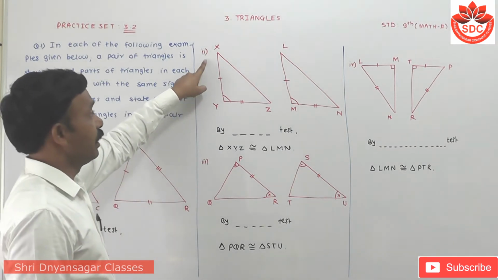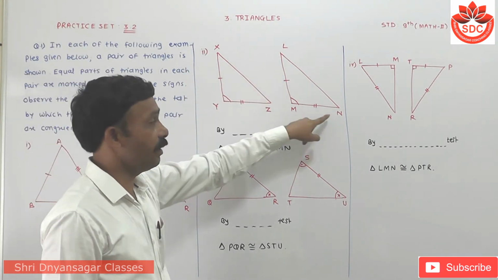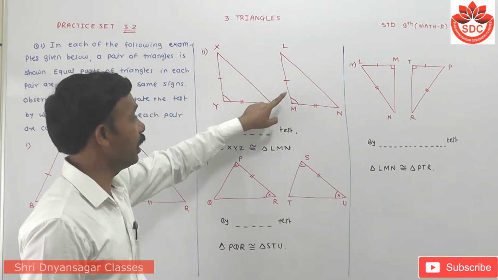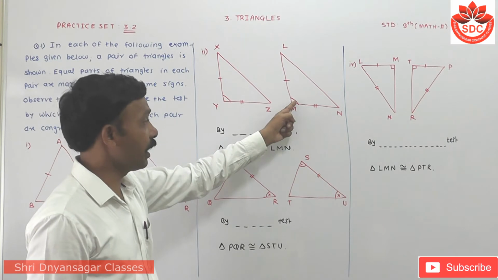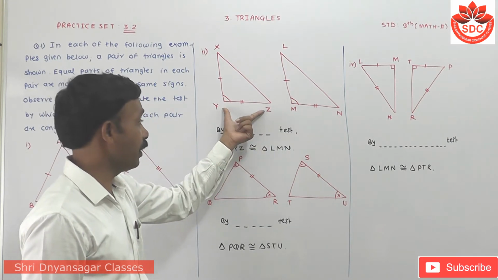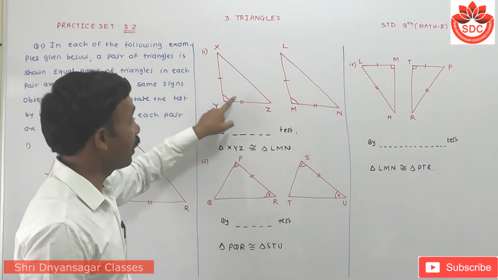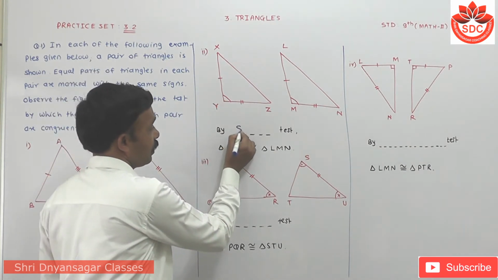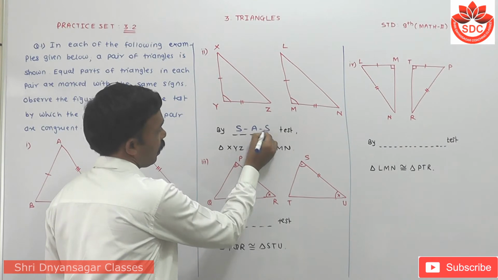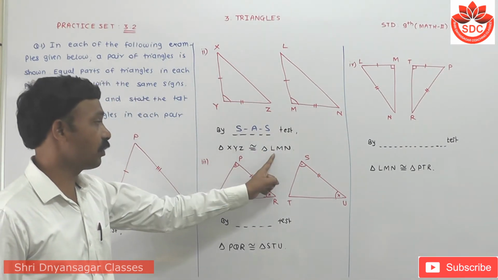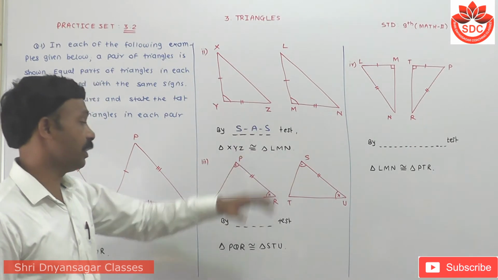Then the second one is triangle XYZ and triangle LMN. When you observe carefully, XY is congruent with LM, angle Y is congruent with angle M, and segment YZ is congruent with segment MN. That means side angle side, so the test is the SAS test. Therefore, triangle XYZ is congruent with triangle LMN by the SAS test.